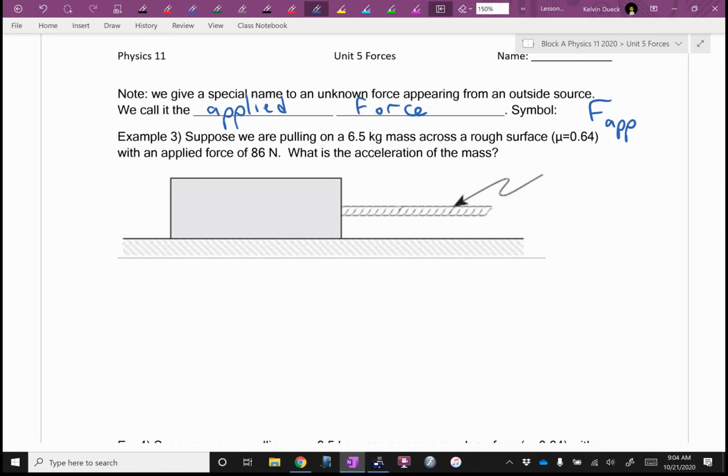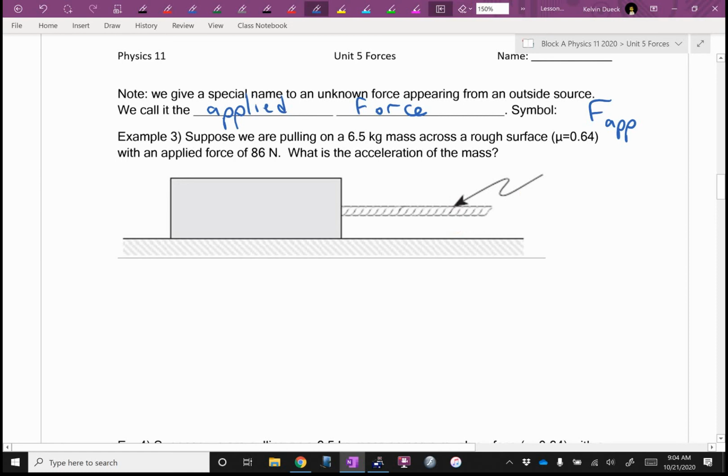Example 3, I like example 3. Example 3 is a nice question. Suppose we're pulling on a 6.5 kilogram mass across a rough surface, friction, with an applied force of 86 newtons. That's the mystery arrow right there. What's the acceleration of the mass?